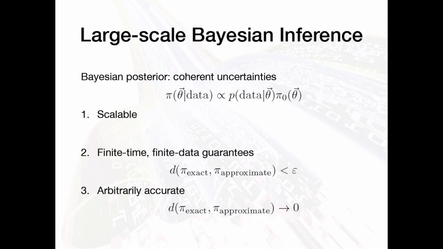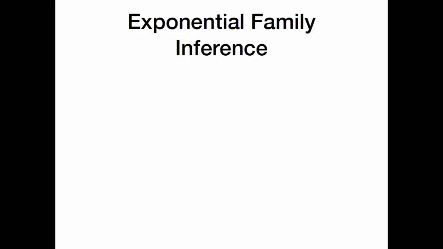The problem is that most methods out there can satisfy maybe 2 out of 3 of these, and it's hard to get all 3 at once. So that's what motivated our current approach. Before I tell you about that approach, I want to consider a particularly good, maybe even best case scenario, and that would be exponential family inference.